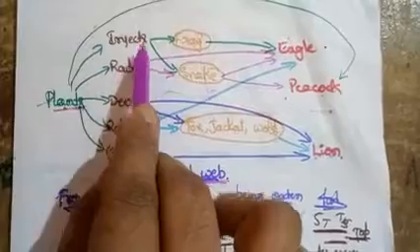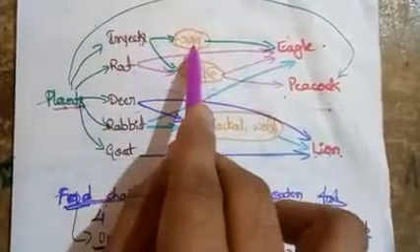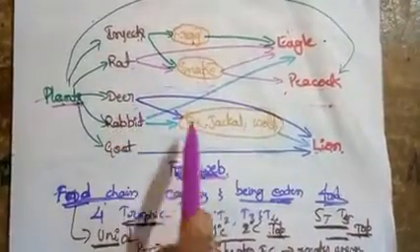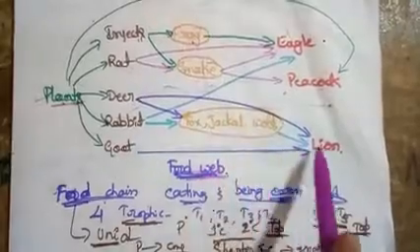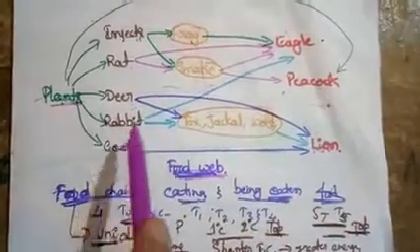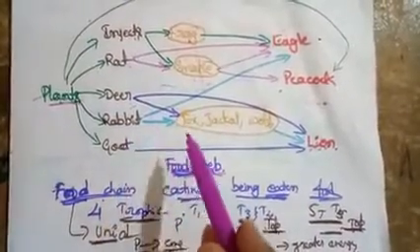See, insects are eaten by snakes also, insects are eaten by the frog also, deer is eaten by the fox, jackals or wolf and lions also. That means they are dependent on different alternative pathways.